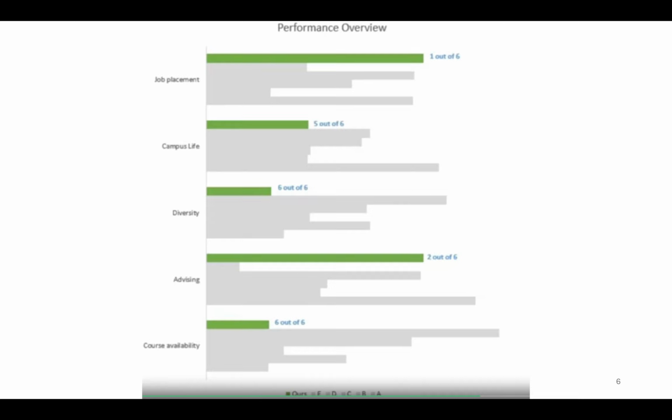Now, by doing this, it's also quickly easy to interpret the data being presented. If you look at job placement, it says that it's 1 out of 6. So that's our strength. And if you look at the course availability, it's 6 out of 6. That's the area where it needs improvement. In this way, we are able to quickly interpret the data that's being presented to us and get some actionable insight.